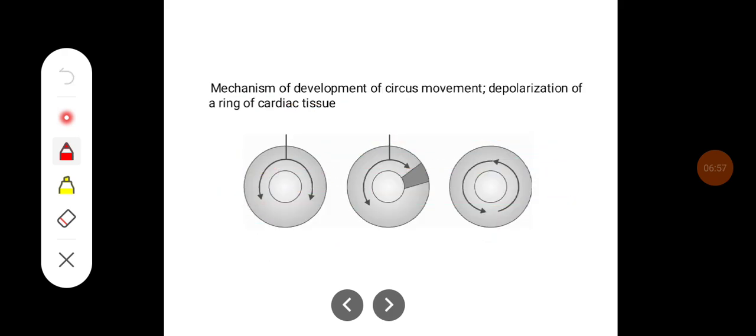So this is how the circus movement is produced because of the transient blockage of the myocardium, which causes the circus movement when the other impulse reaches it late, where it is no longer in refractory period, so that leads to the circus movement.